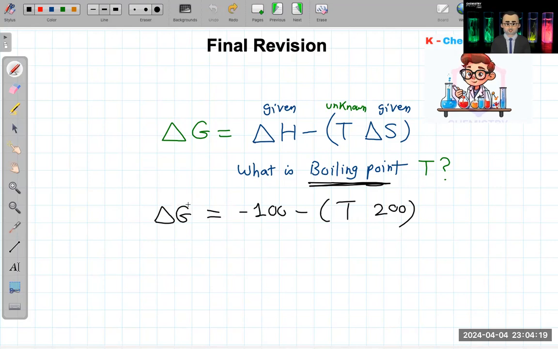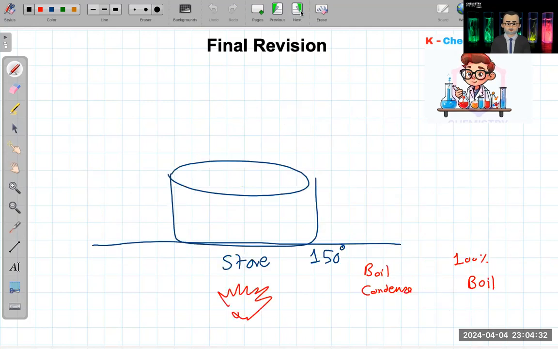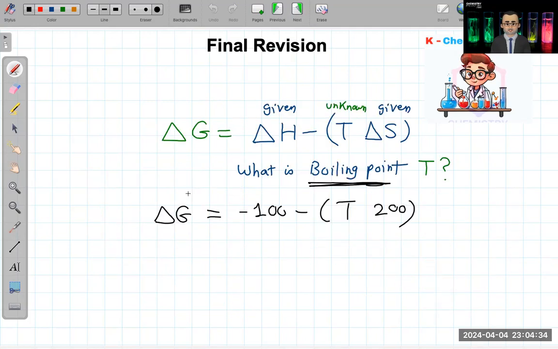I need to find T, but I don't know delta G. But Mister, you are asking me the boiling point. And at boiling point, it is a point of equilibrium. It's neither boiling nor condensing. And you told me when delta G is equal to 0, then it is at boiling point. So I will remove this one and put 0. Now how many unknowns do I have? Just one. Can I find it? Yes. So let's try to find an example.